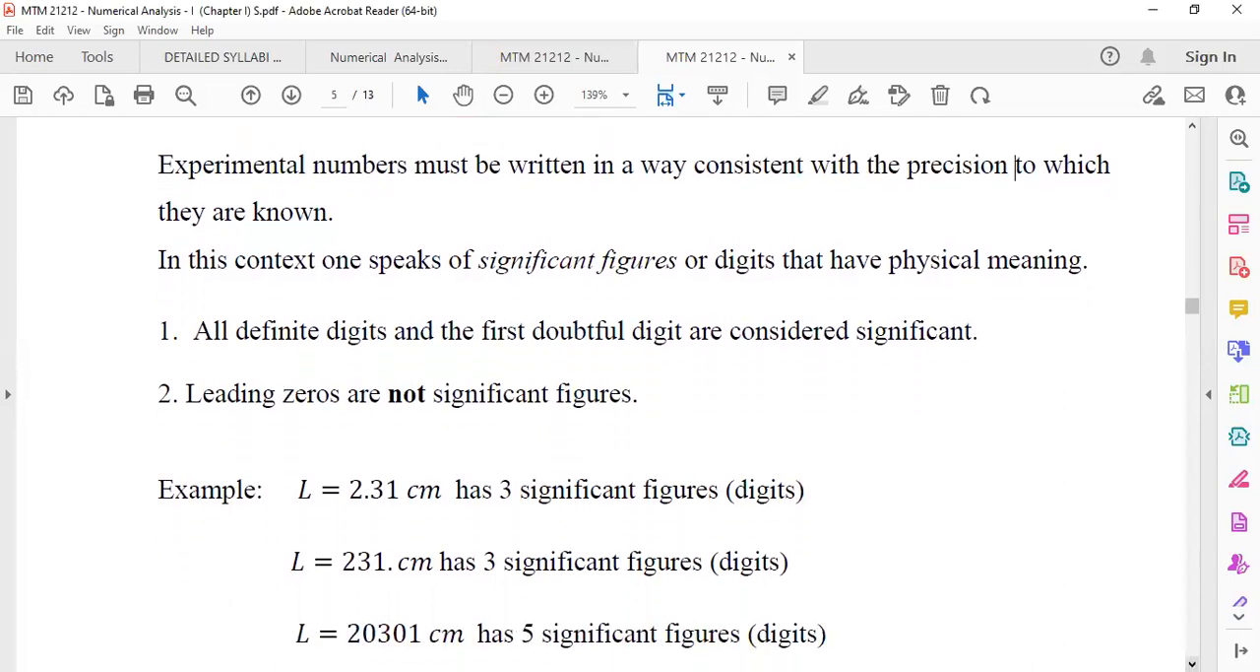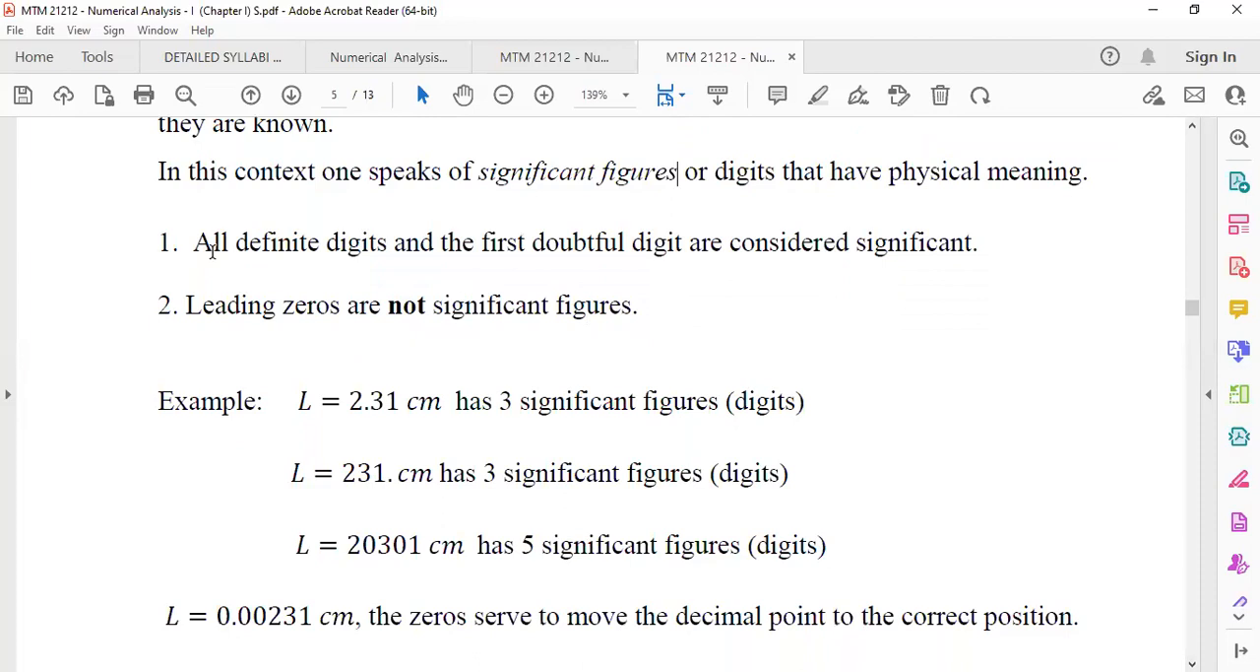In this context, one speaks of significant figures. We can also say figures or digits, both are the same words. Significant figures or digits have physical meaning. Physically, first, all definite digits and the first doubtful digit are considered significant. You have to know this one: definite digits and the first doubtful digit.